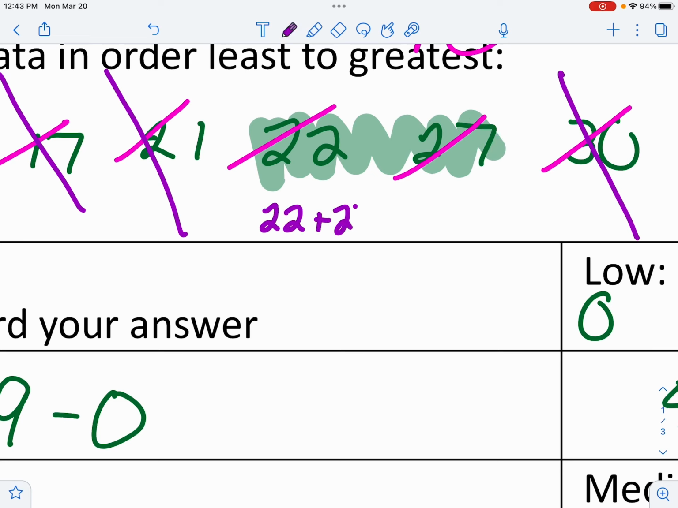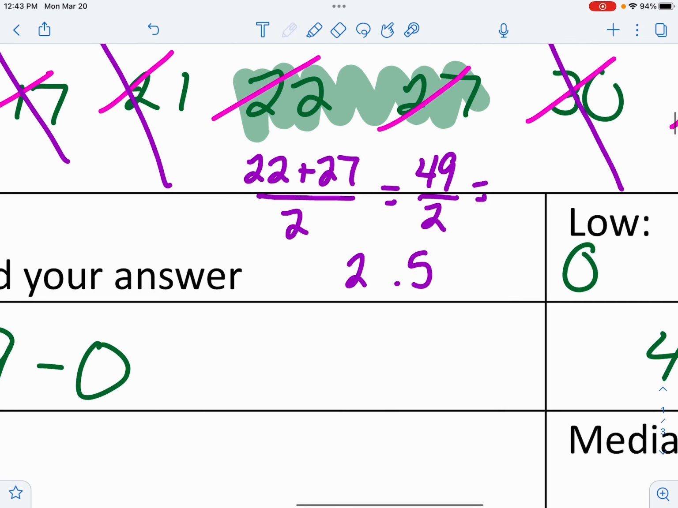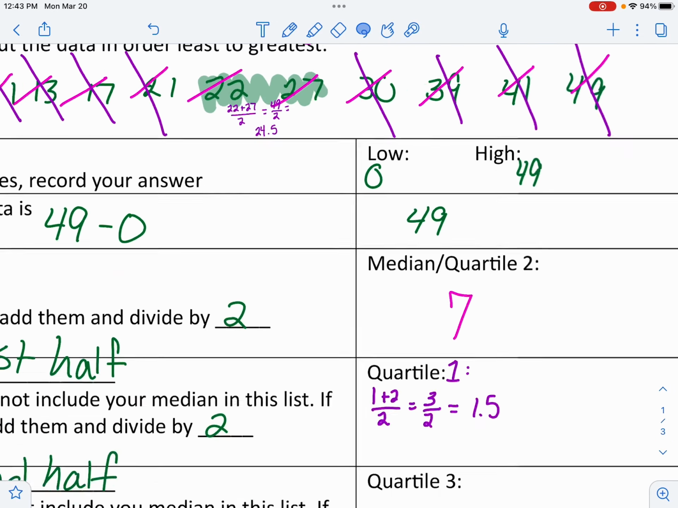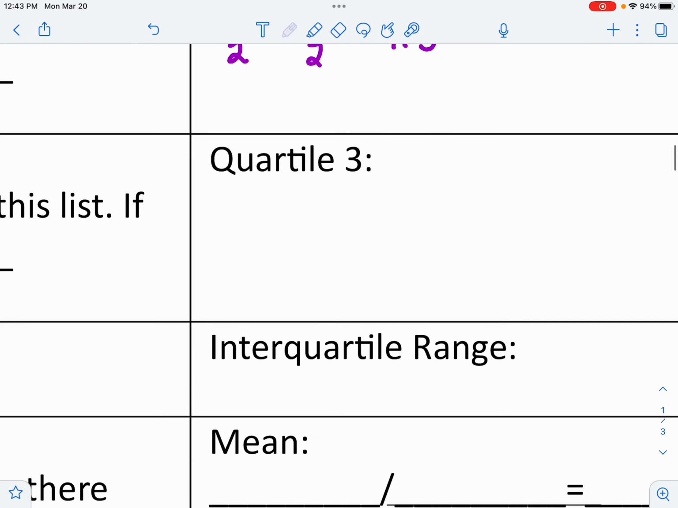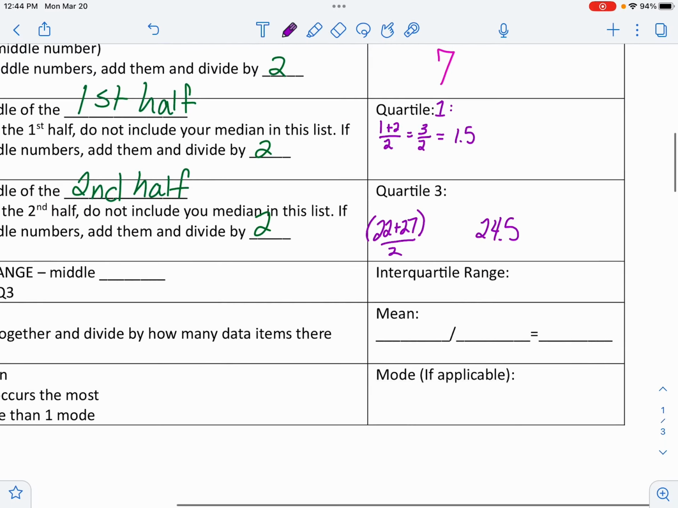22 plus 27 divided by 2. That's 49 divided by 2, which is 24.5. Sorry, I almost did that poorly. So your middle number is 24.5. And if you want to show your math, we had 22, add 27, and we had to divide by 2. We added the top first, hence the parentheses, and then we divided by 2.